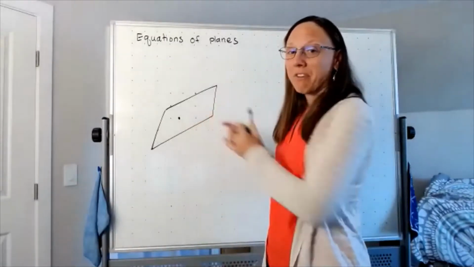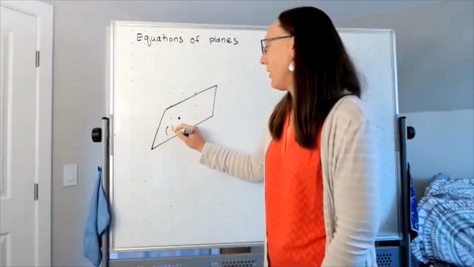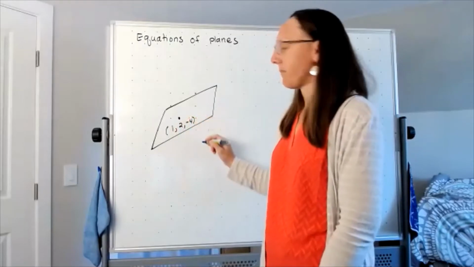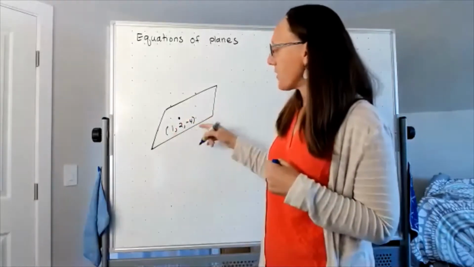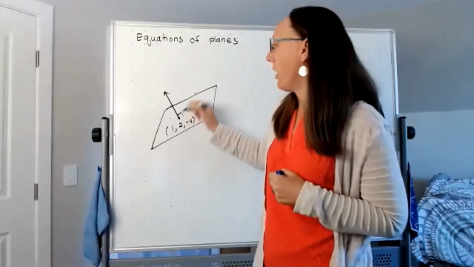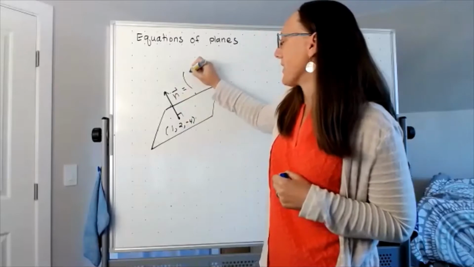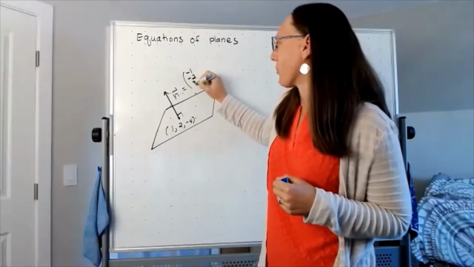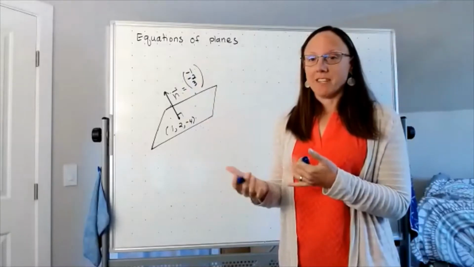So if I wanted to find the equation of this plane, and I told you that the plane contains the point 1, 2, -4, and that the vector perpendicular to the plane, so here's my point on the plane, and a vector perpendicular to or normal to the plane would be the vector, let's go with -1, -2, 3. And I asked you to find the equation of this plane.